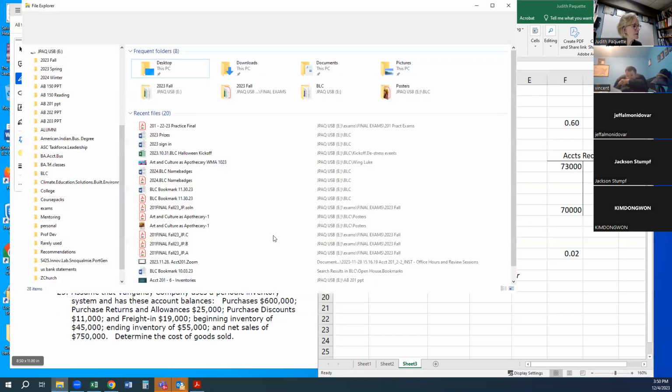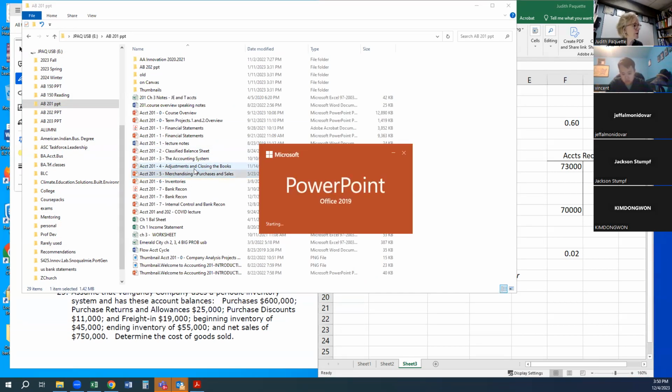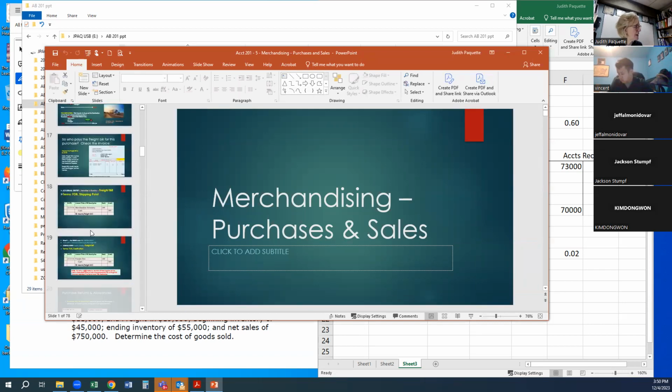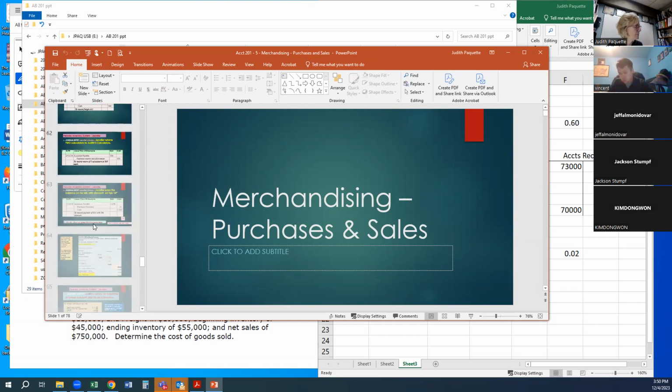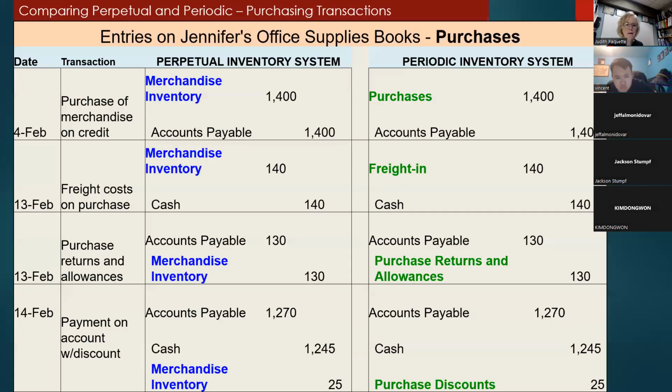So take a look at this. I'll show you real quick. There's a side-by-side comparison, if you go to my PowerPoints at the end. After you've learned perpetual and periodic, I do a side-by-side comparison. It's the same as what's in your book as well. All right. Can you see PowerPoint right now? Yes. Okay. So here's perpetual.